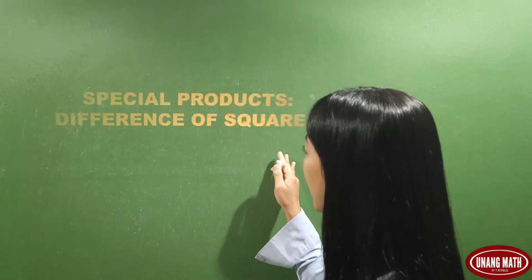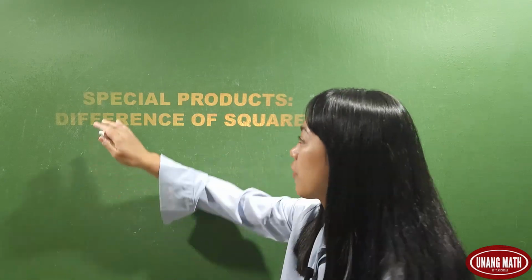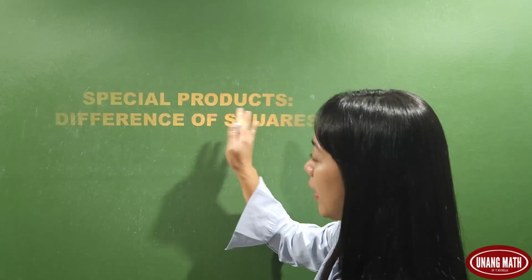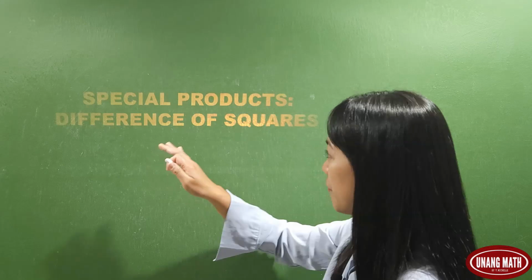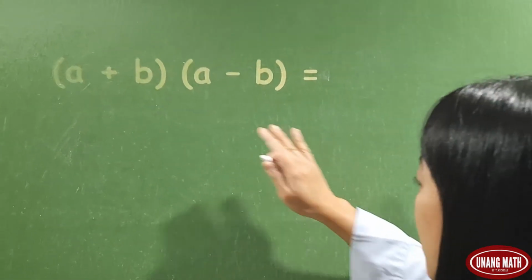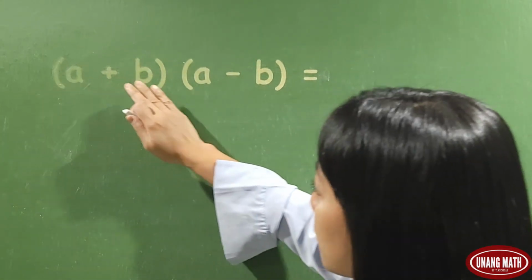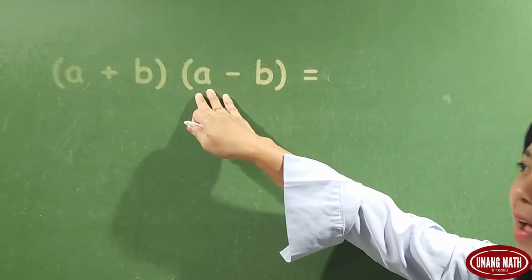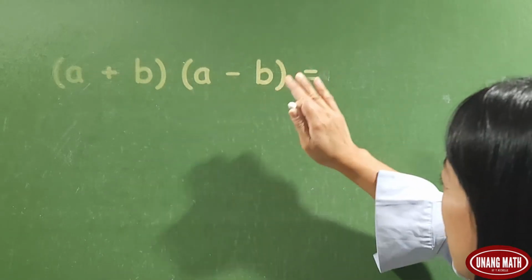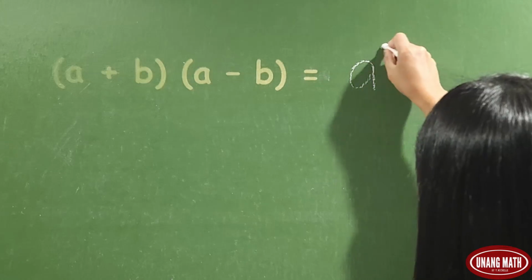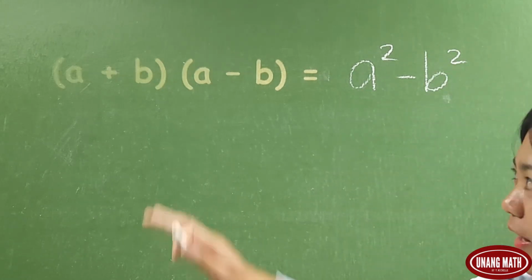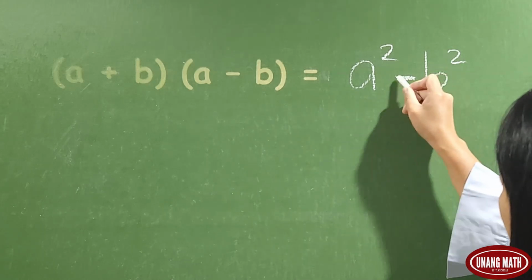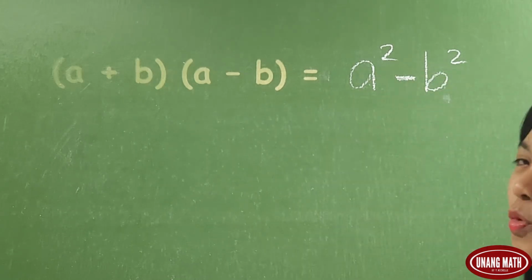In this episode, I will be discussing the second part of this lesson, special products, and this is about the difference of squares. Difference of squares is in this basic form, a plus b times this expression a minus b. So this is equal to a squared minus b squared. This is the difference of squares.